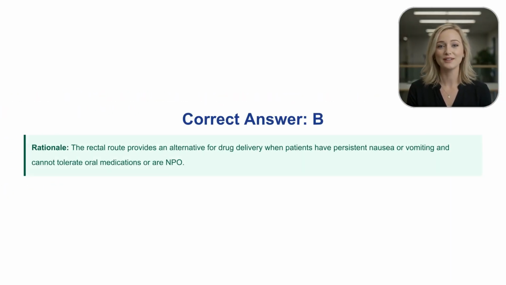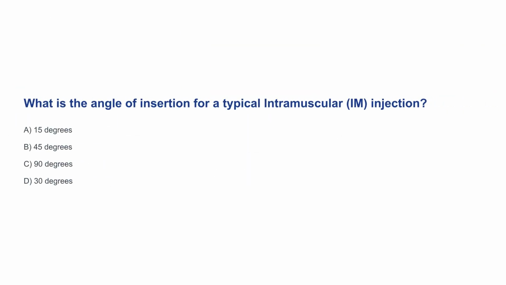Which route is preferred for a patient who is vomiting uncontrollably and cannot take oral medications? The correct answer is B, rectal. The rectal route is an alternative for drug delivery when patients have persistent nausea or vomiting, cannot tolerate oral medications, or are NPO.